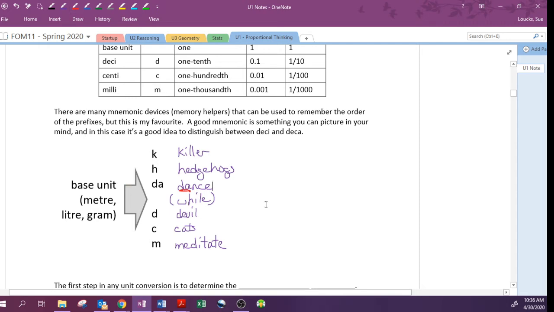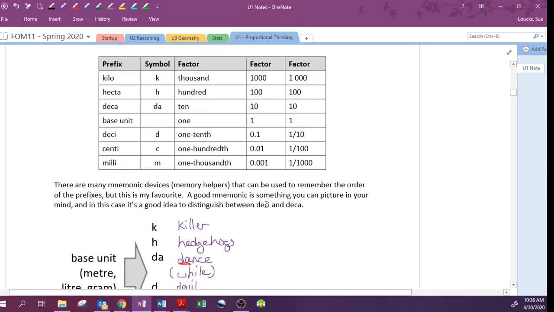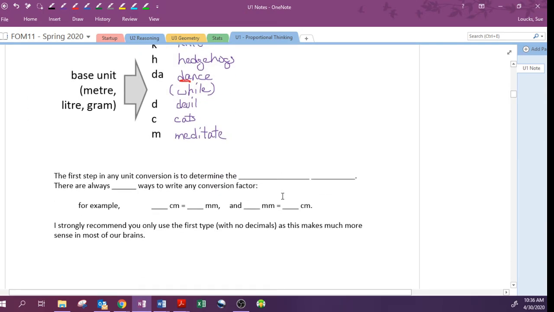Although after I came up with this hedgehogs dancing thing, somebody pointed out to me that deci is decimal, so it's got to be smaller, and deca, think of decade, which is 10 years. You all know that. So that makes it easier to remember which is deca and which is deci. But then you still have to remember which one is the DA and which is the D. So I guess maybe mine still helps. Dancing hedgehogs.